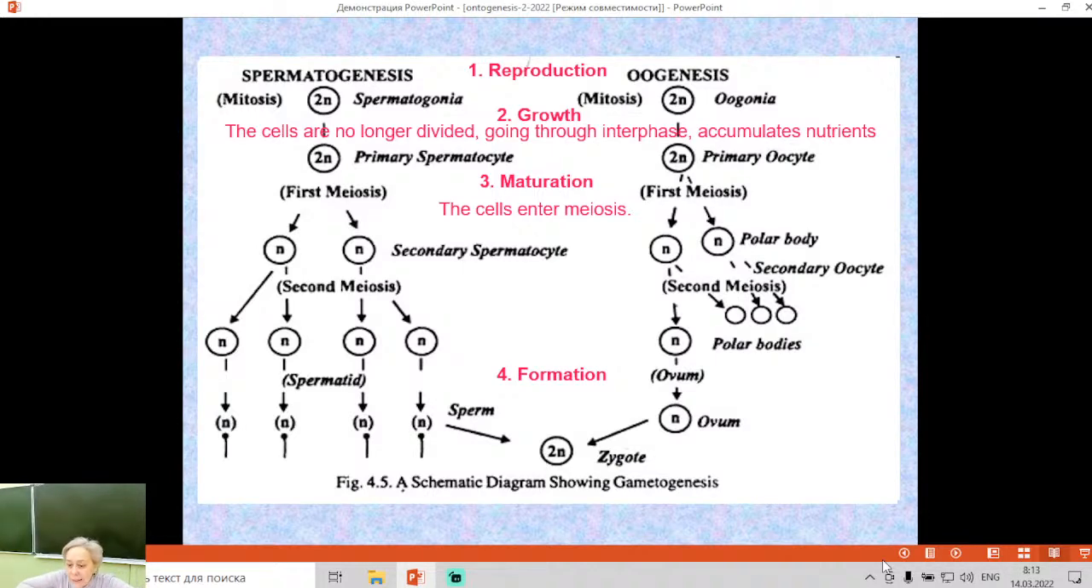So, spermatogenesis consists of 4 stages: reproduction, growth, maturation, and formation. The main process during reproduction, mitosis. The main process during growth is accumulating nutrients. The main process during maturation, meiosis. And during formation, morphological changes.